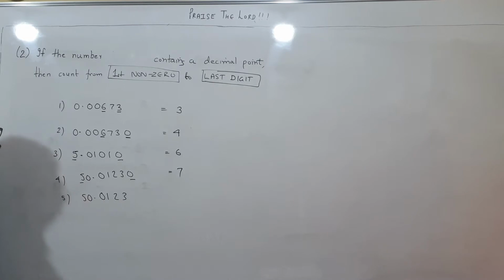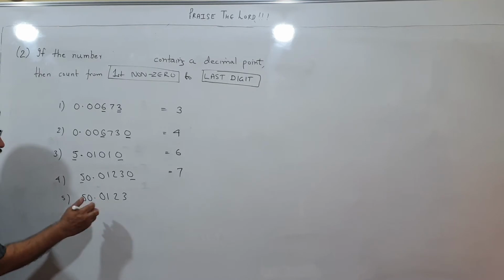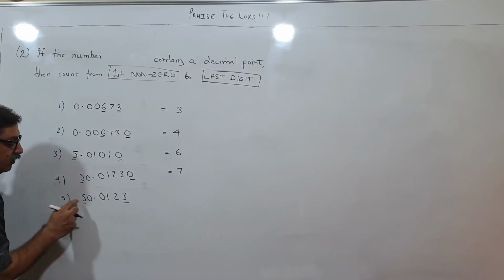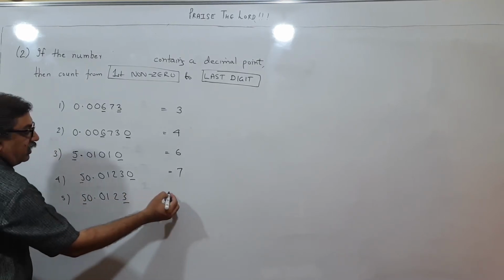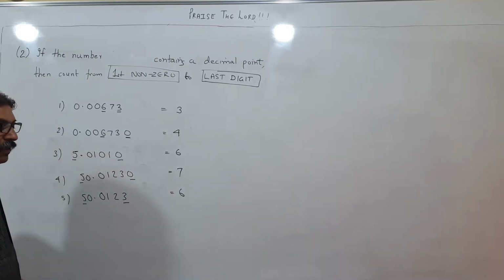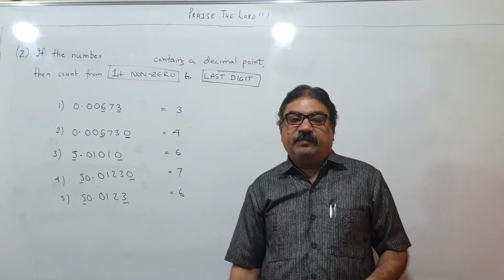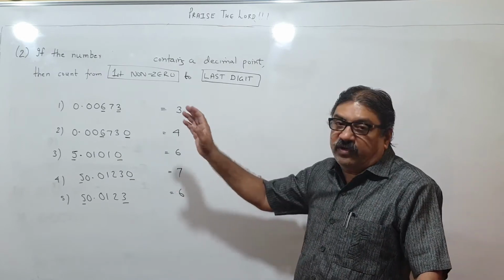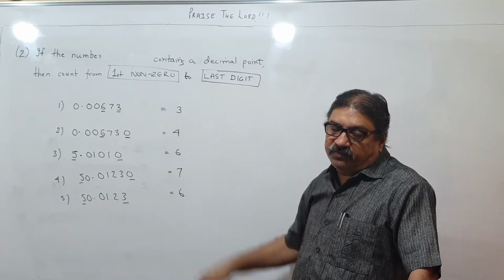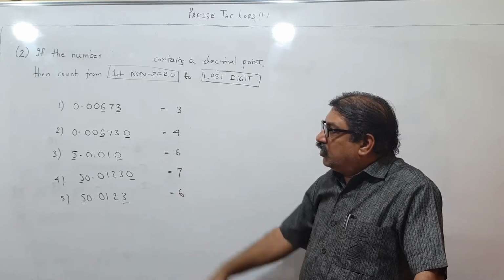If your number is 50.0123, you may think mathematically both the numbers are same. Yes, very true. But from the point of view of accuracy, precision, and significant digits, they are different because this will have, starting from first up to last, 1, 2, 3, 4, 5, 6. This will have 6 significant digits. So, if your number has got a decimal point, count from first non-zero to last digit. Last digit can be 0 or non-zero, it does not matter.